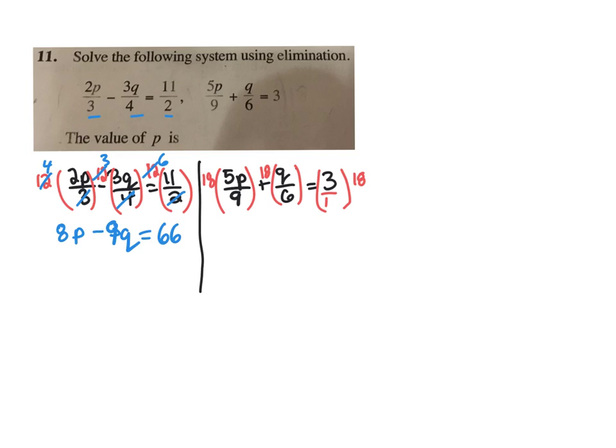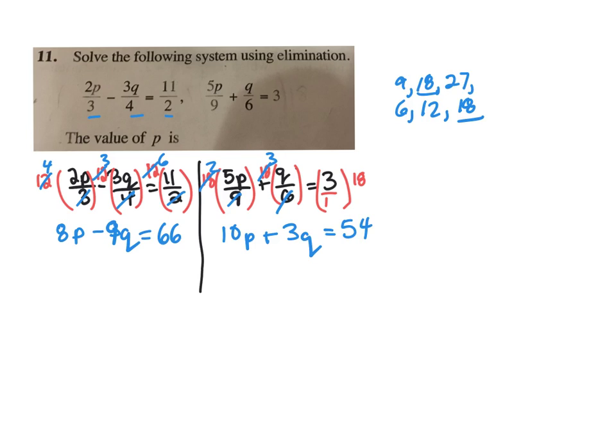All right, same idea for the other one. The lowest common denominator would be 18 for 9 and 6. If you're not sure how to do that, think of multiples of 9: 9, 18, 27, and so on. Multiples of 6: 6, 12, 18, and that's the first number they have in common. So reduce this one as well. So we'd have 10p plus 3q equals 54.